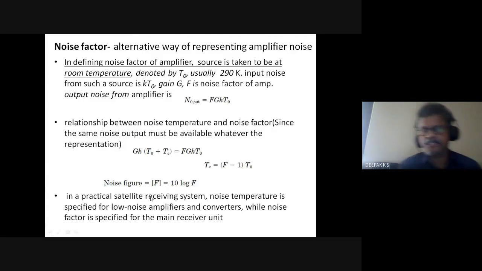So in a practical satellite receiving system, we will find that noise temperature is specified for low noise amplifier. Noise temperature. And converter also you use this representation. While noise factor representation is used for main receiver unit. So both are different ways of representing the noise produced by the amplifier.